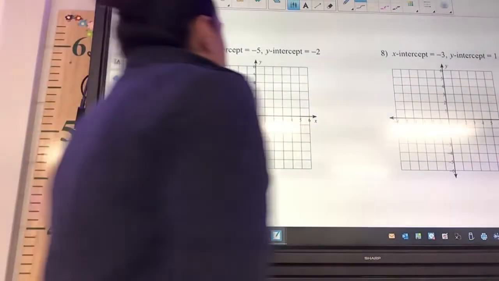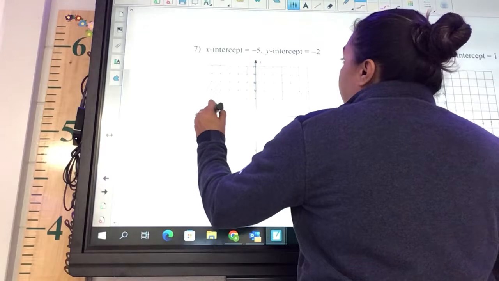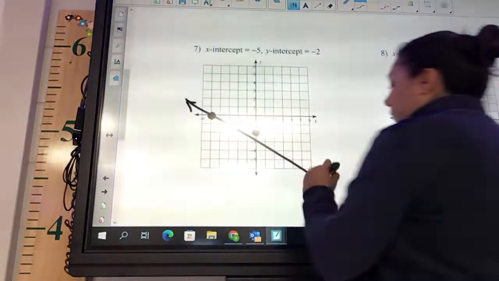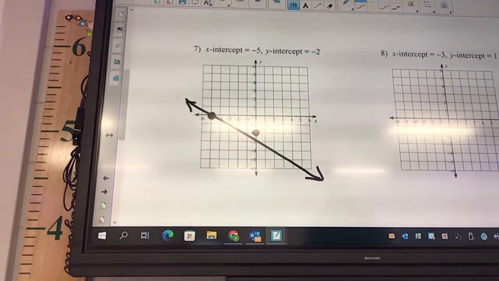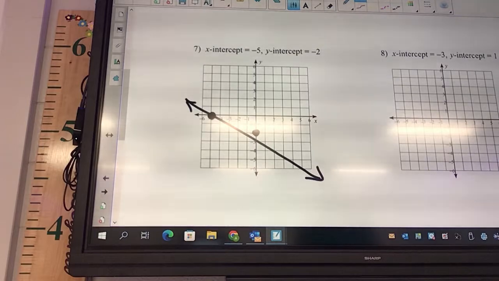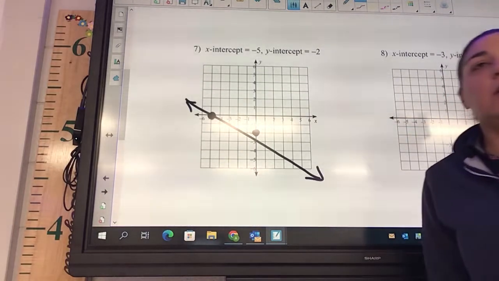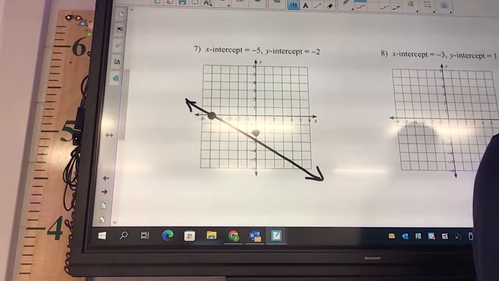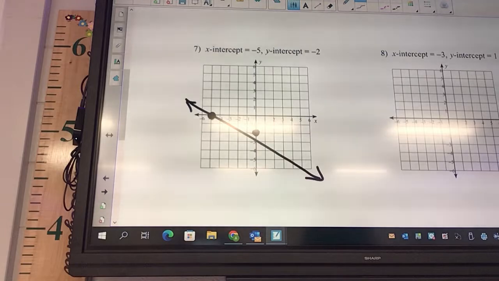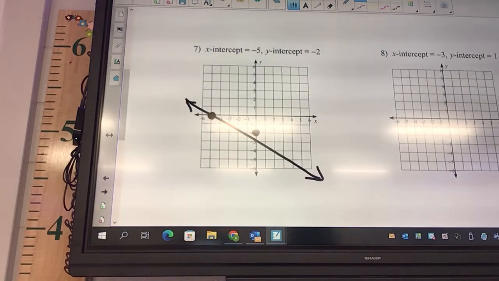Okay, x-intercept is at -5. The y-intercept is at -2. Okay, look at my line. Is it going through those dots perfectly? That's okay. I don't expect you guys to draw a perfectly straight line. It's no big deal. Make sure you have your dots and make sure you have the arrows on the end. Okay?